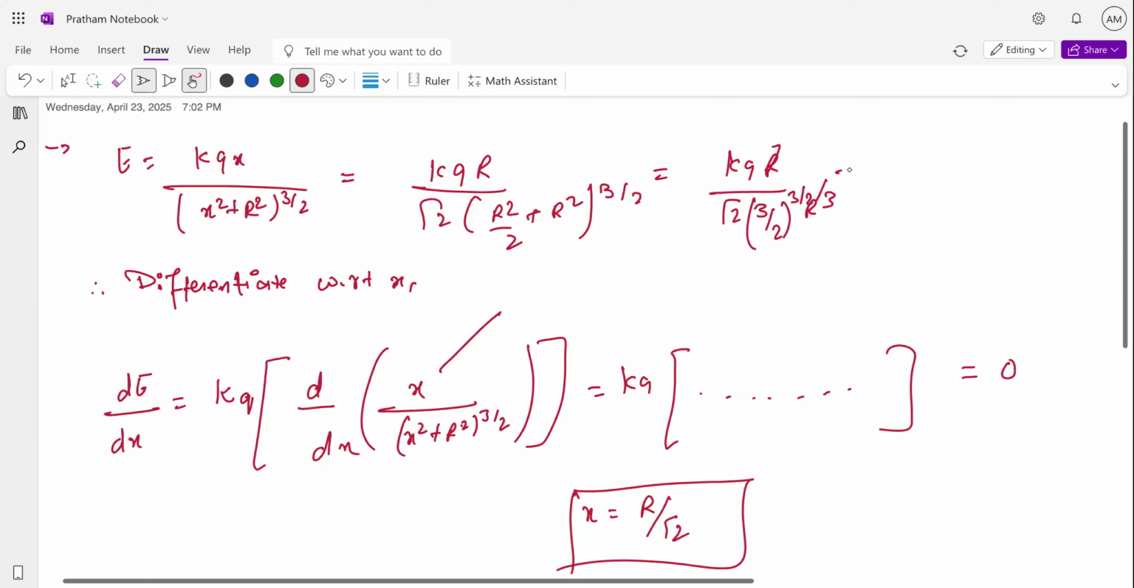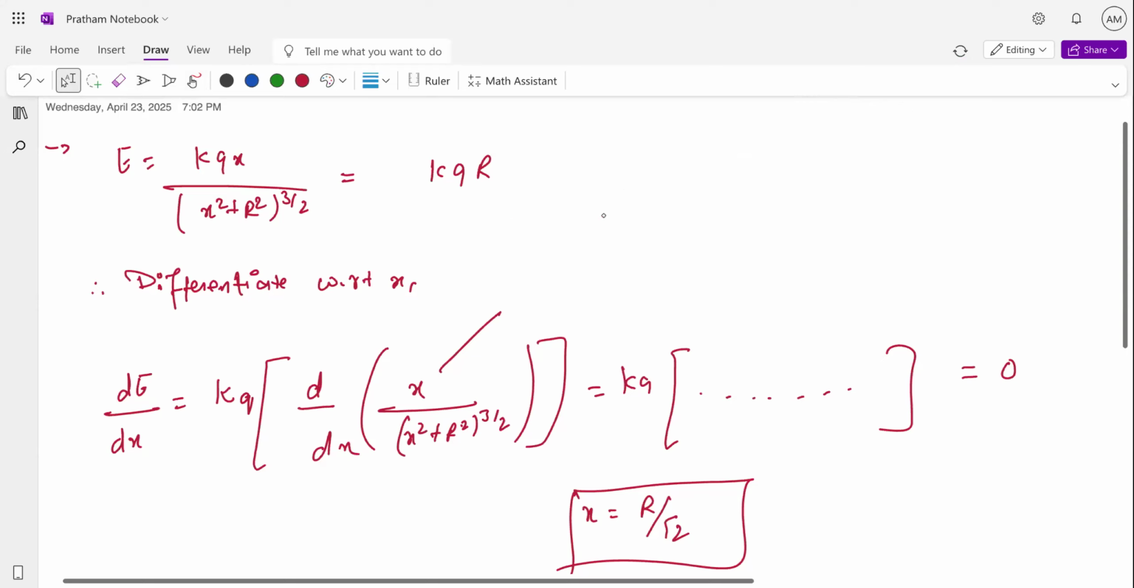So this will get cancelled, leaving kq by r square, and you are left with something under root 2, and half is also there. So this will be your answer. It will convert into this. Yes, sir. You got the value of x equals r by root 2, and this value should be the answer. Okay, let's move to the disk.